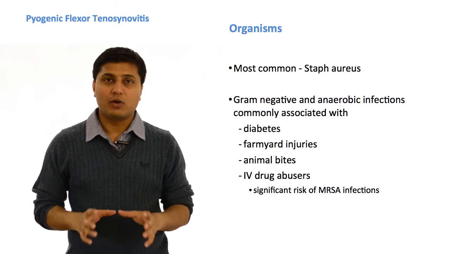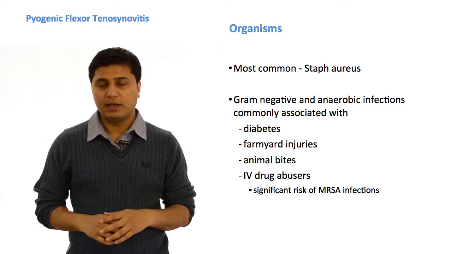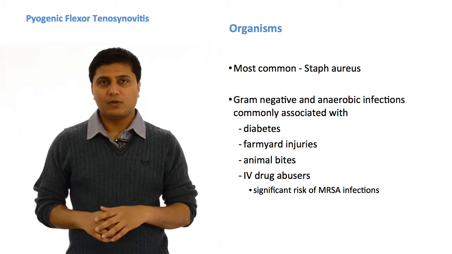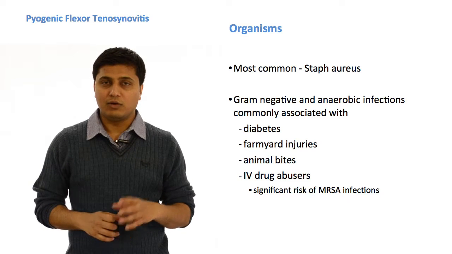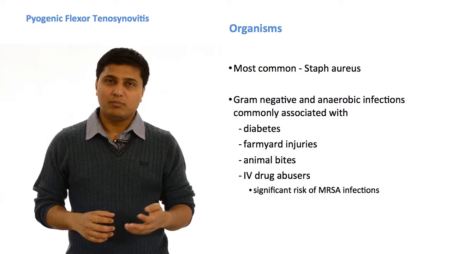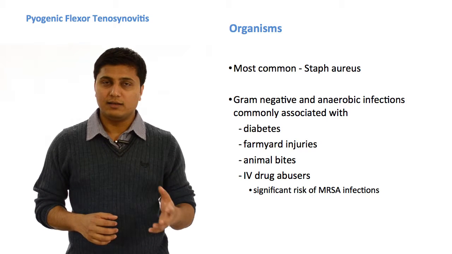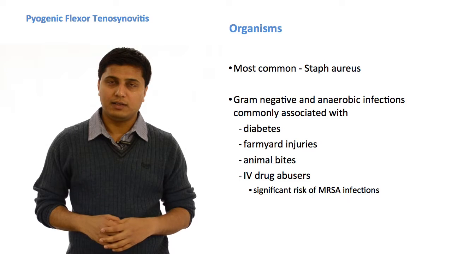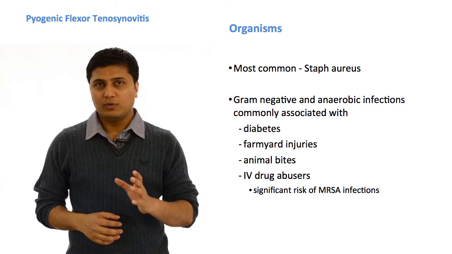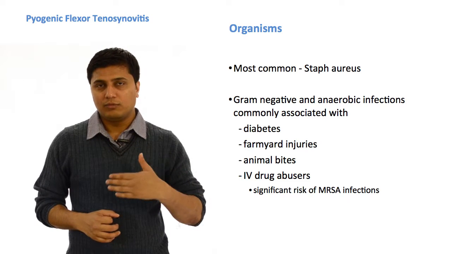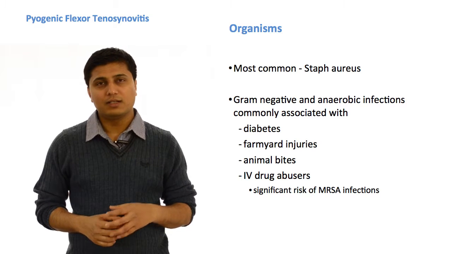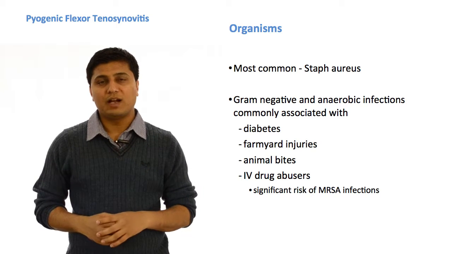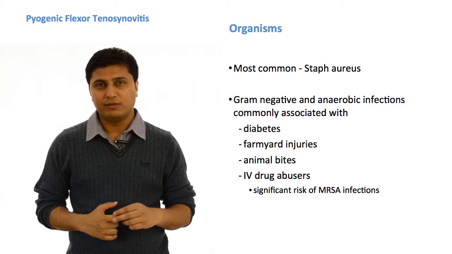Staphylococcus aureus is the most common organism. There are other organisms which can be involved, for example, gram-negative organisms or anaerobes, mainly in animal bites and farmyard injuries, and in patients who have diabetes, etc. Those who are known to have recreational drug use or IV drug abusers are more prone to MRSA flexor sheath infections.